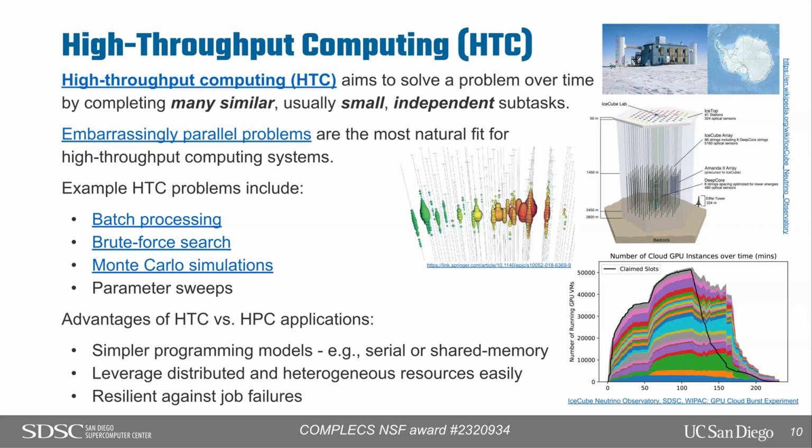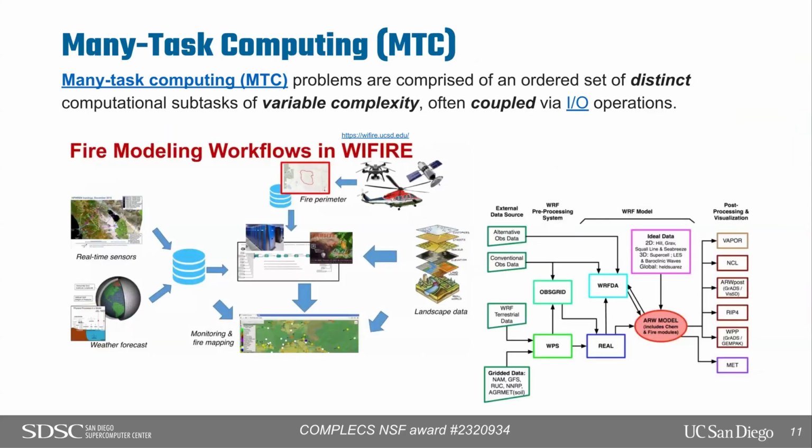So hopefully that lays the groundwork for how that's different from high performance computing, right? Because many of these applications can be either serial or usually low amounts of shared memory, a few cores, a few gigabytes of memory. You don't need a ton of resources for some of these applications, right? You just need to leverage a bunch of resources over time on small programs with small problems that add up over time. Many task computing is back a little bit more in the direction of HPC.